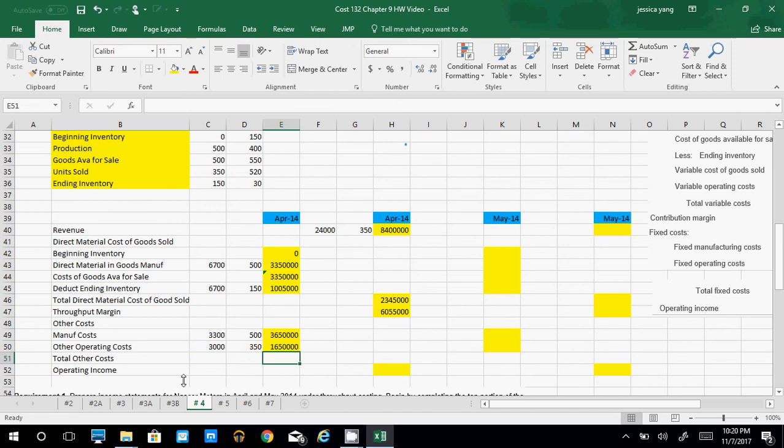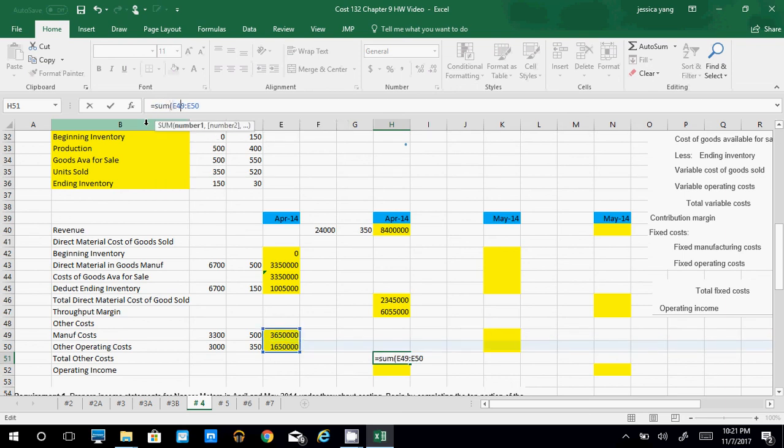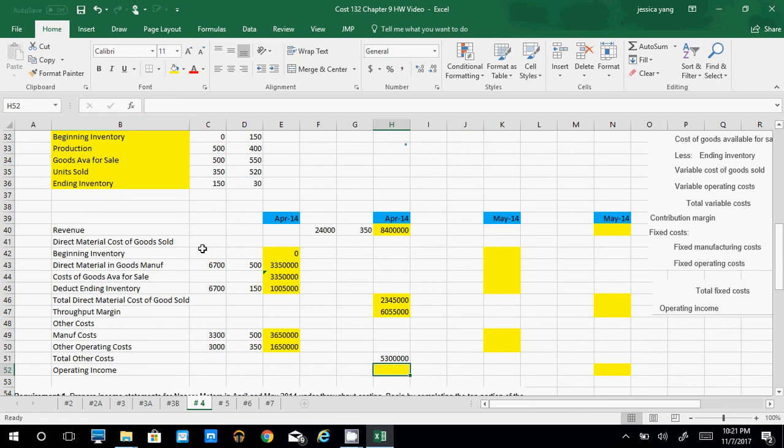Which gives us a total of 1,650,000. For total other costs, we would sum up manufacturing costs of 3,650,000 plus other operating costs of 1,650,000, which gives us a total of 5,300,000 for total other costs.